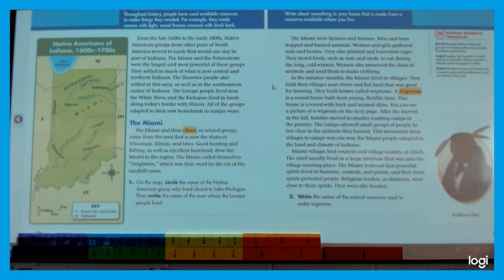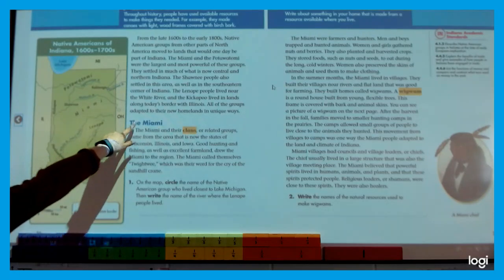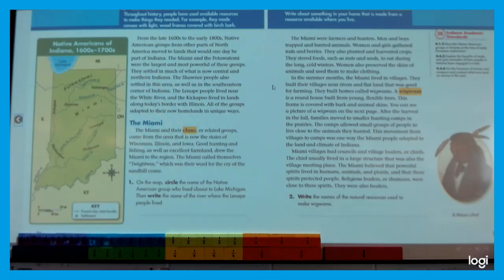All of the groups adapted to their new homelands in unique ways. So remember, adapting means changing to fit into your surroundings. So depending on where you lived, you would have to adapt to different things. All right, let's kick off our studies with the Miami. The Miami and their clans, or that means related groups, came from the area that is now the states of Wisconsin, Illinois, and Iowa. Good hunting and fishing, as well as excellent farmland, drew the Miami to the region.